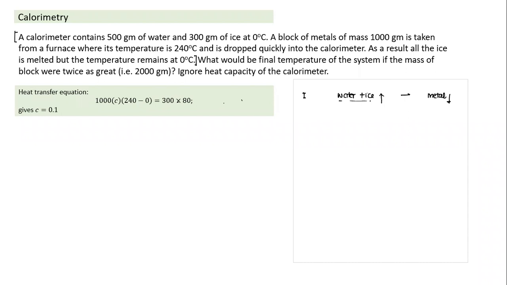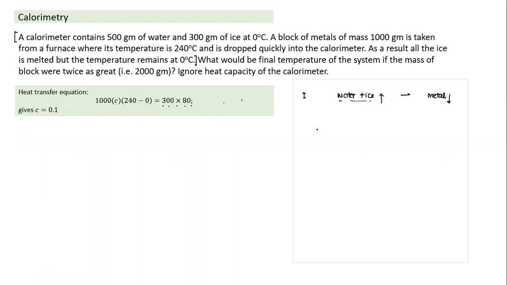So what has happened here? The entire ice has melted. So very easy, we can write the equation: 300 grams of ice at 0 degrees. This is called latent heat. So it will gain heat energy in the form of latent heat only, and this equation gives me the specific heat capacity of the metal. Now, the next part of the question: what was the final temperature of the system if the mass of the block were twice as great? So very simple here. What does the last sentence say?